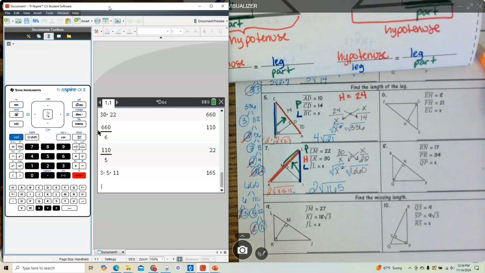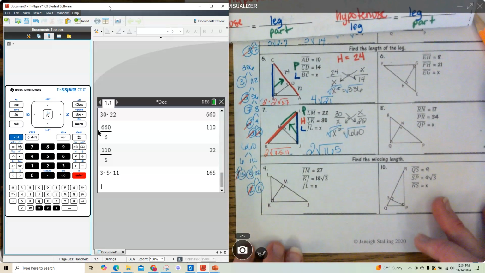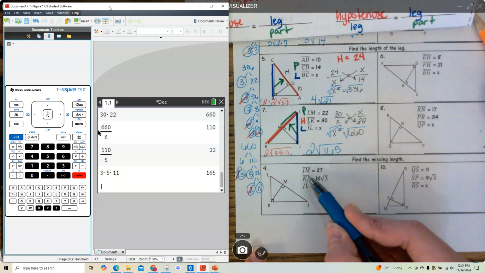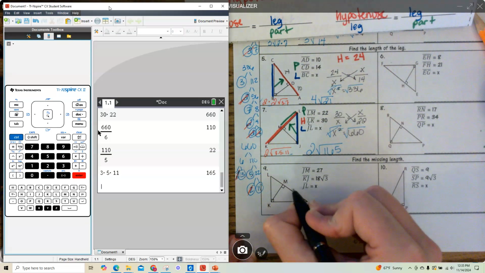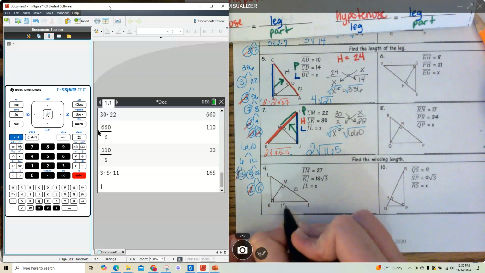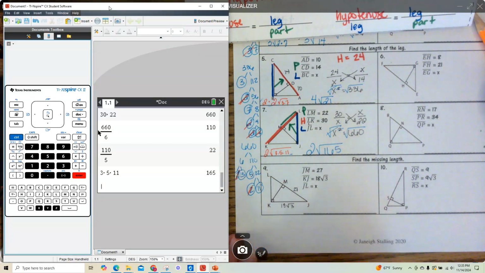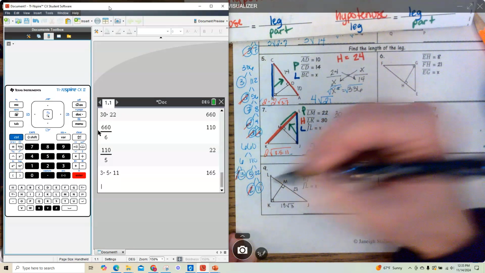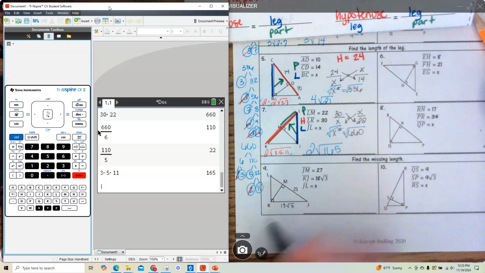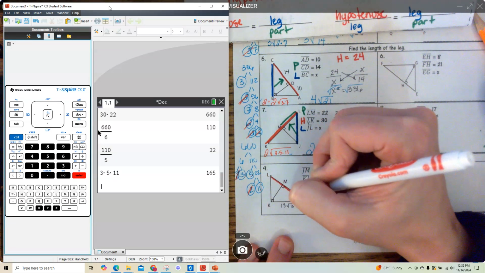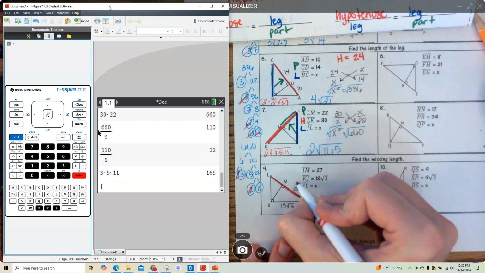All right, one more piece and we're going to get through it. It says find the missing length. So let's figure out what we have here. JM, okay, so this is 27. KJ is 18 times the square root of 3. JL, J to L is X. What piece is J to L? J to L is a hypotenuse. Okay.